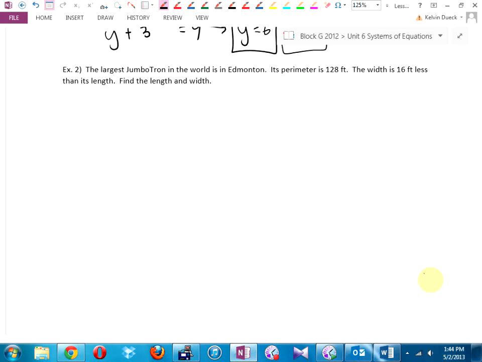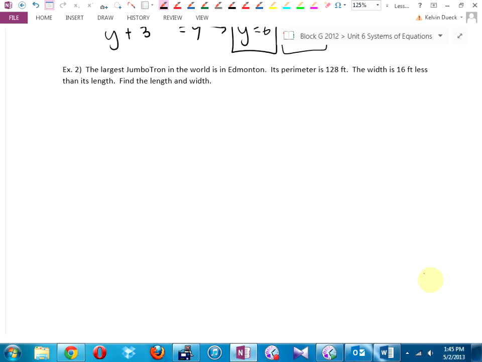So from now on, when I say start over, you're going to start over from the second sentence because that first one is kind of meh. Keep going. Okay. Its perimeter is 128 feet. The width is 16 feet less than its length. Find the length and the width. Okay. What do you want me to find?